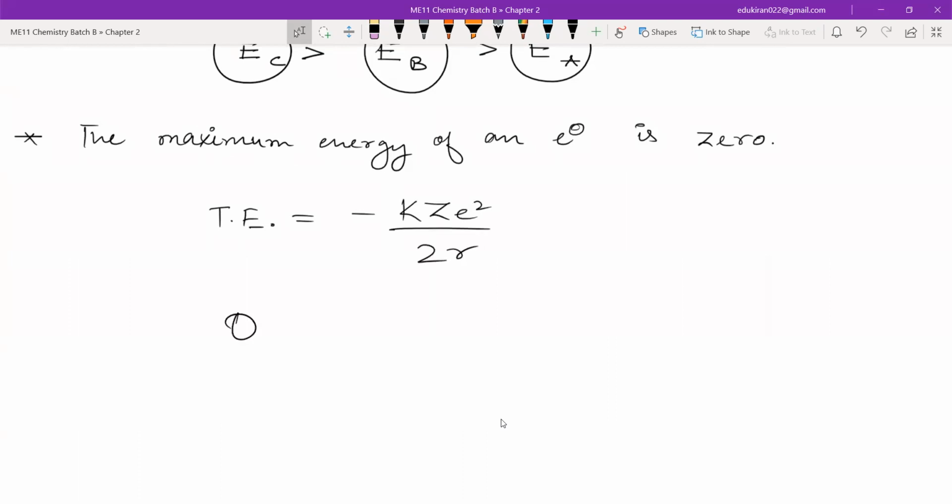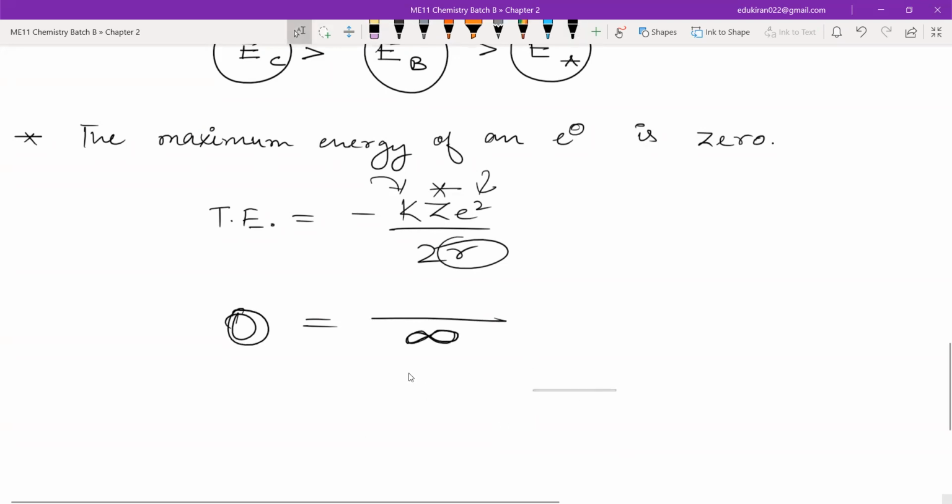Now I'm saying total energy is equal to zero. Z cannot be zero. Number of protons should be there. The e is not zero. It is a constant. The k is also a constant. The only thing that is changing here is the r. So when will it be zero? When r reaches infinity, then the total energy will be zero.